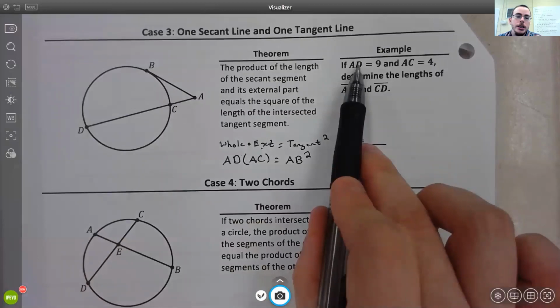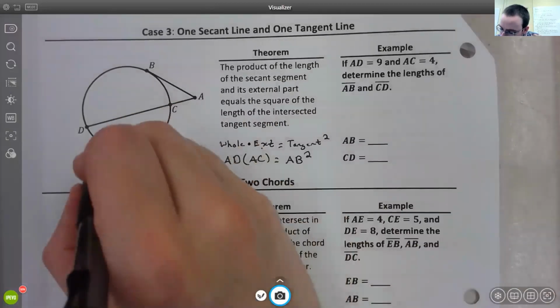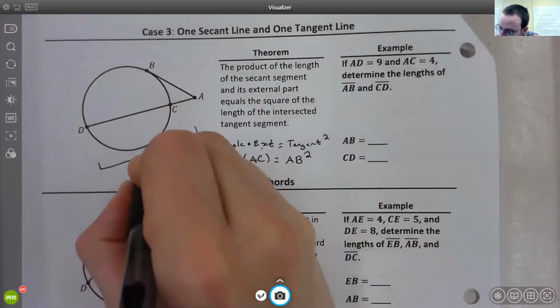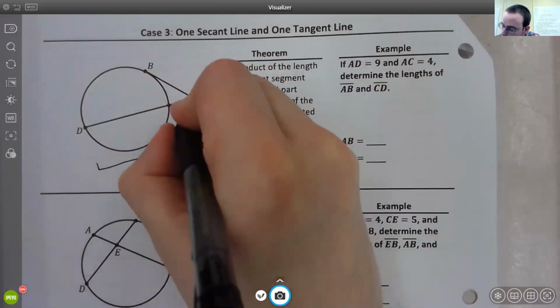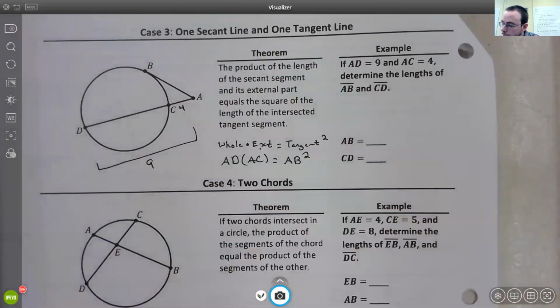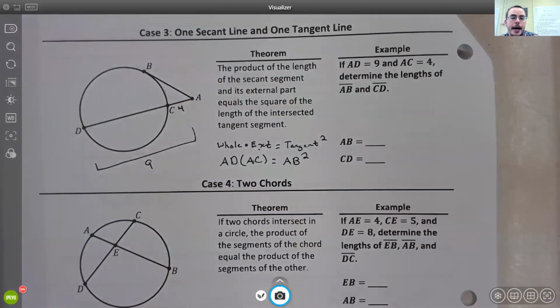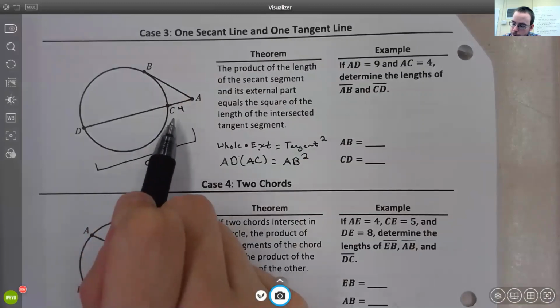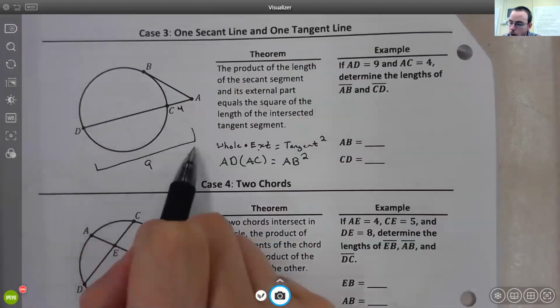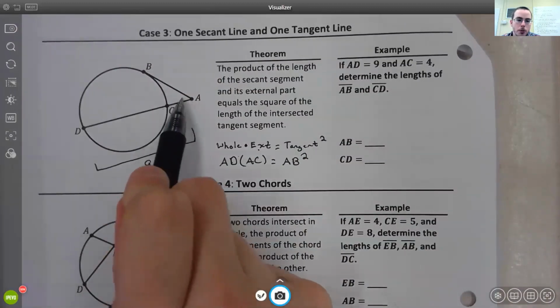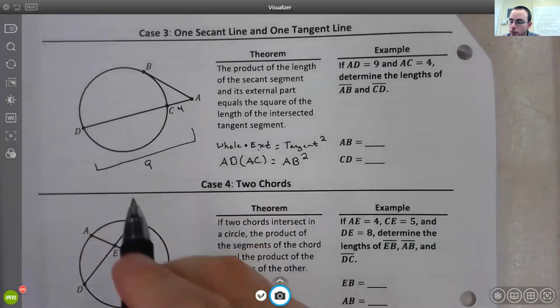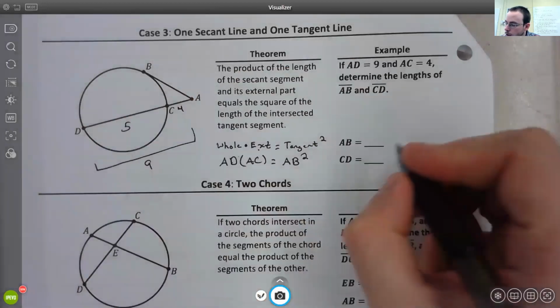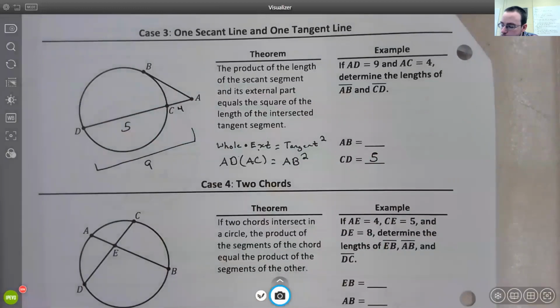So here it says if AD equals 9, and AC equals 4, determine the lengths of AB and CD. Well, CD is fairly simple because it's already mostly done for us. So our whole thing is 9, our external part's 4, so the internal part would be 5. So CD is equal to 5.